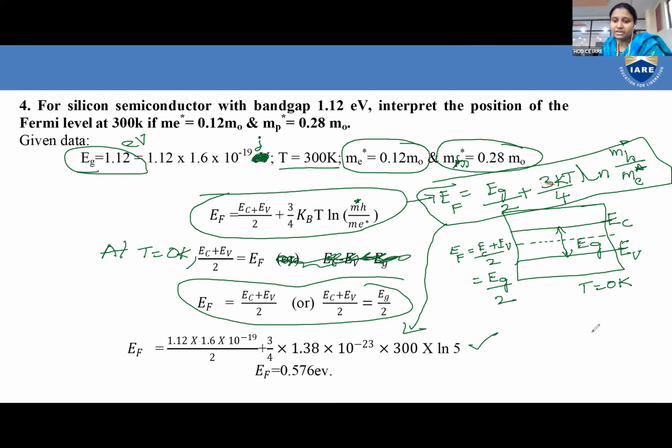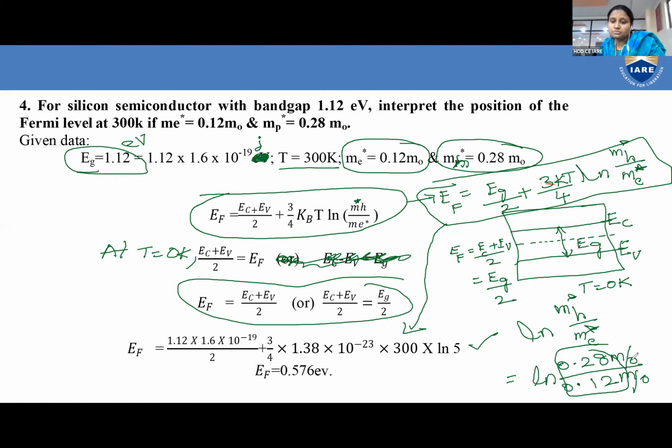And how did I get this ln 5? Because here I have ln mh star by me star. So which is equal to ln, what is mh star? Effective mass of hole. It is 0.28 times the rest mass of electron. And what about effective mass of electron? It is 0.12 times the rest mass of electron. So rest mass gets cancelled. So you just find out, students, what is this value? 0.28 divided by 0.12.